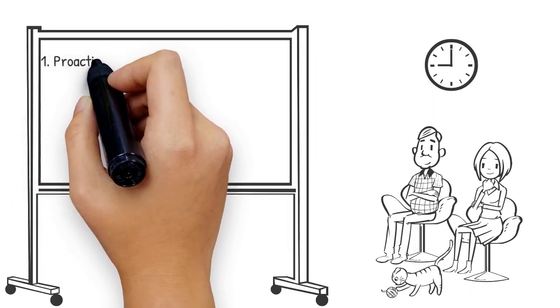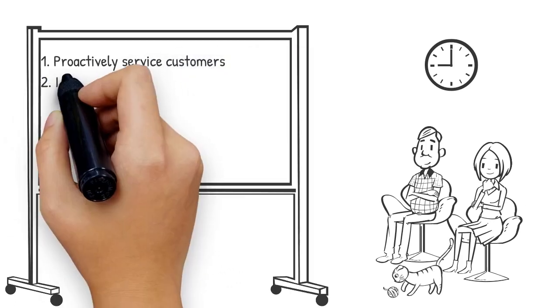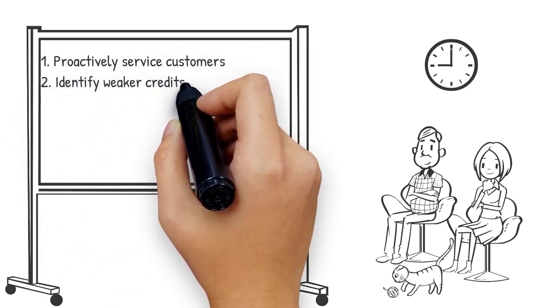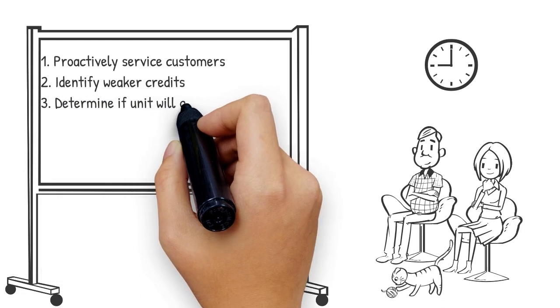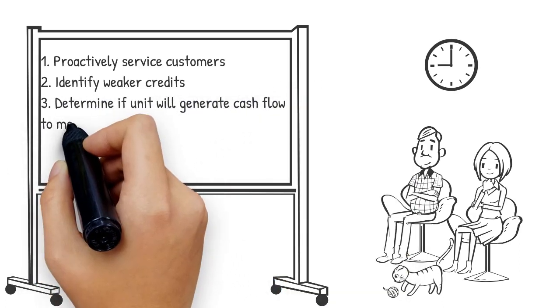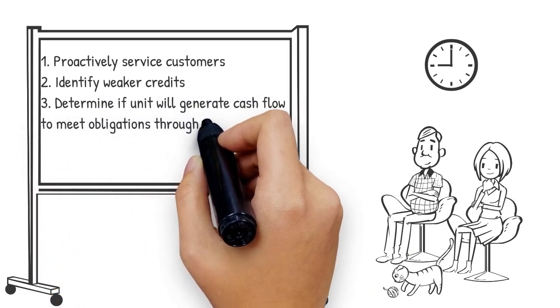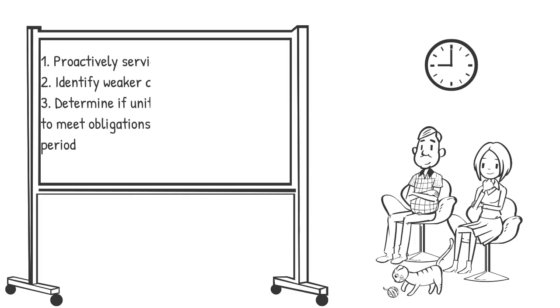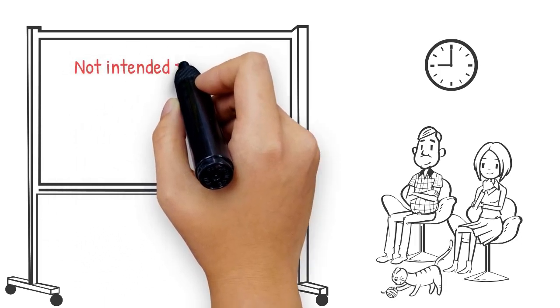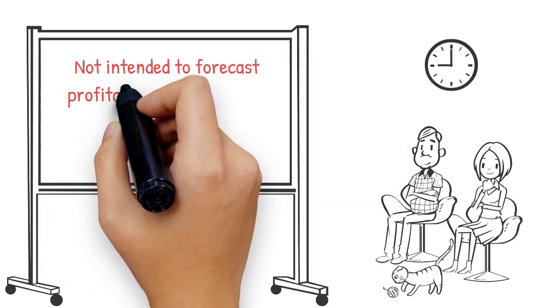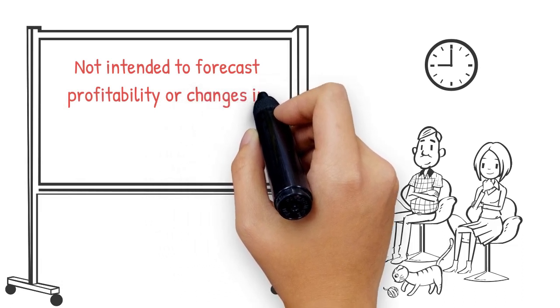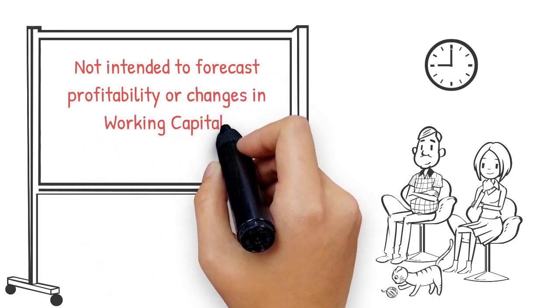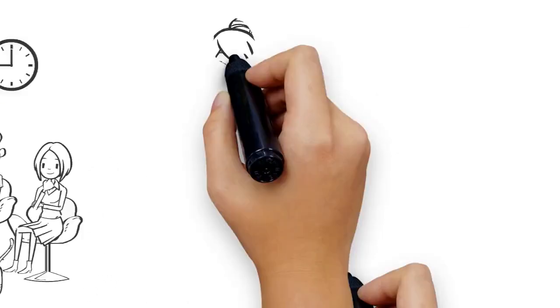The cash long-short analysis helps to identify cash flow issues and weaker credits. The analysis is used to forecast the borrower's ability to meet obligations through the renewal period. This may or may not coincide with the calendar year end. The analysis is not intended to forecast profitability or changes in working capital. To forecast working capital, complete the current asset and current liability sections on the interim balance sheet. To forecast profitability, complete a financial reporting year-end pro forma balance sheet.